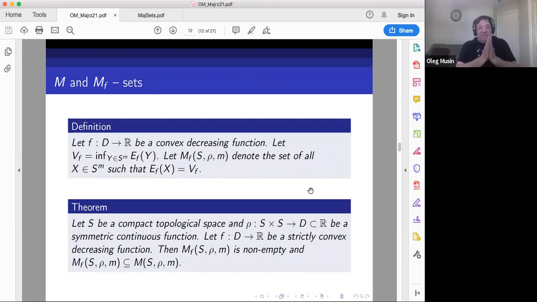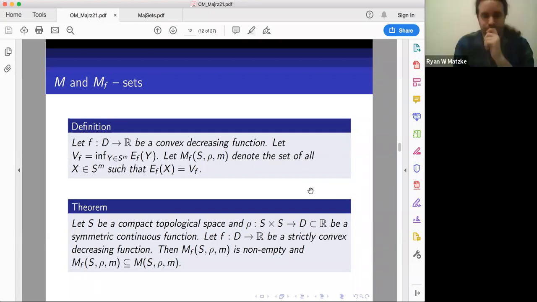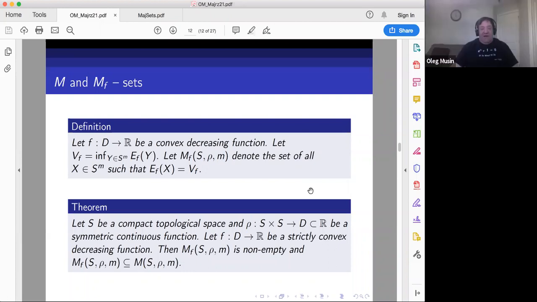Okay. The theorem says, suppose we have energy with the potential F, a strictly convex, decreasing function, right? And the rho, but no, it depends on parameters. It depends on the set, right? Let us assume that it's a sphere. And when we have some rho, it is a continuous function.